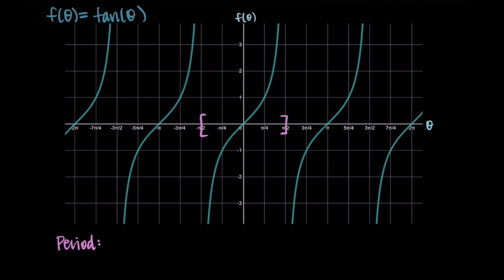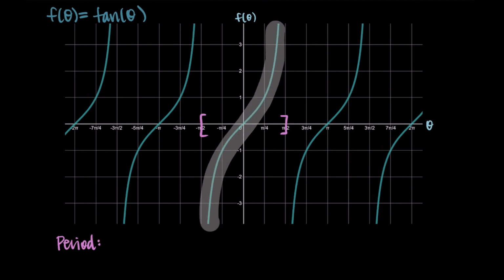So if we look between negative pi over 2 and pi over 2, I'm seeing this as one section of the graph. So this part of the graph repeats itself over and over, and I see that this distance is pi. So from negative pi over 2 to pi over 2, our distance is pi, and so this is our period. This is how long it takes for the function to begin repeating itself. I just want to point this out because this is different from sine and cosine. Sine and cosine have a period of 2 pi, that's how often they repeat themselves, but tangent has a period of pi instead.